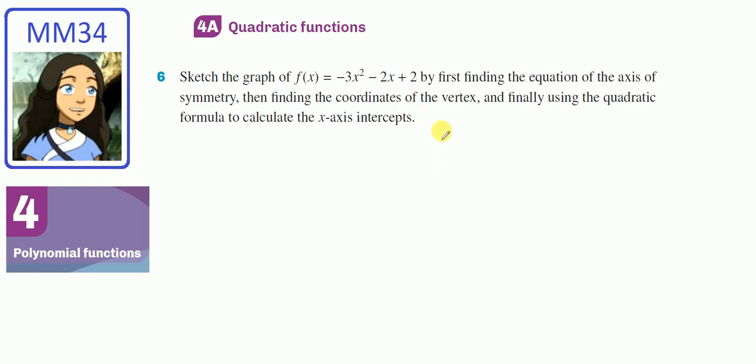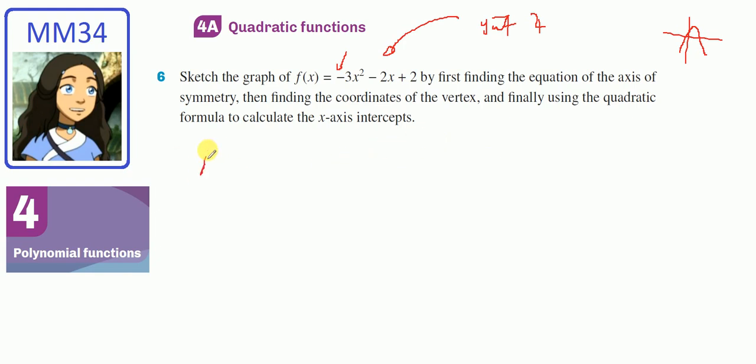Okay, so I need to sketch this. Now they tell me I must first find the equation of the axis of symmetry, then find the coordinates of the vertex, then finally use the quadratic formula. I don't have to follow that order, as long as I know how to do them all. But what I do know about this graph is that it has a y-intercept of 2, and it's an upside down parabola of some sort.